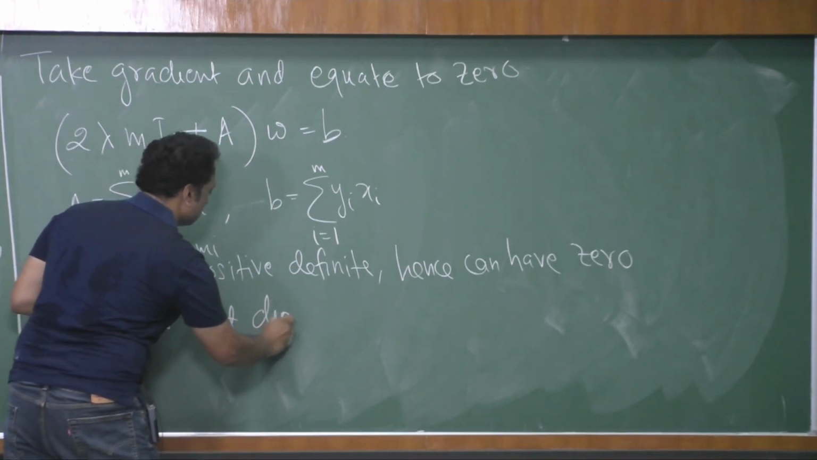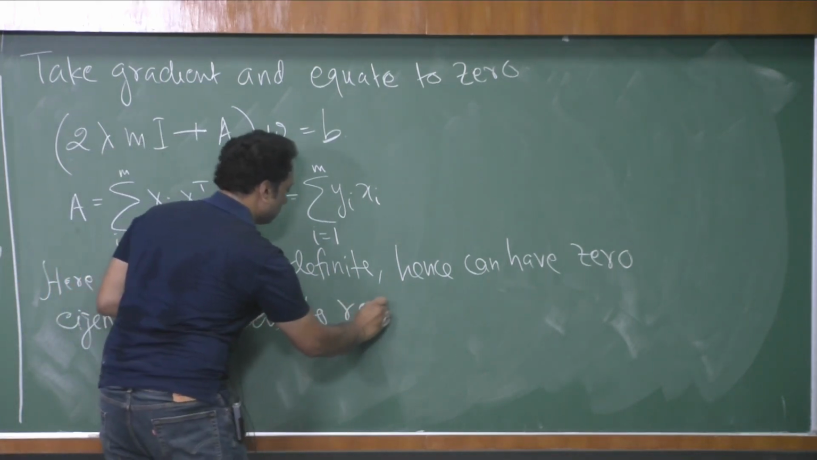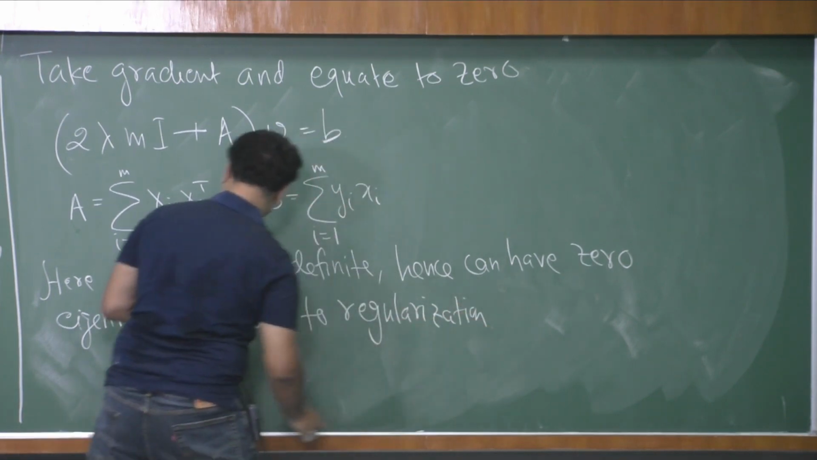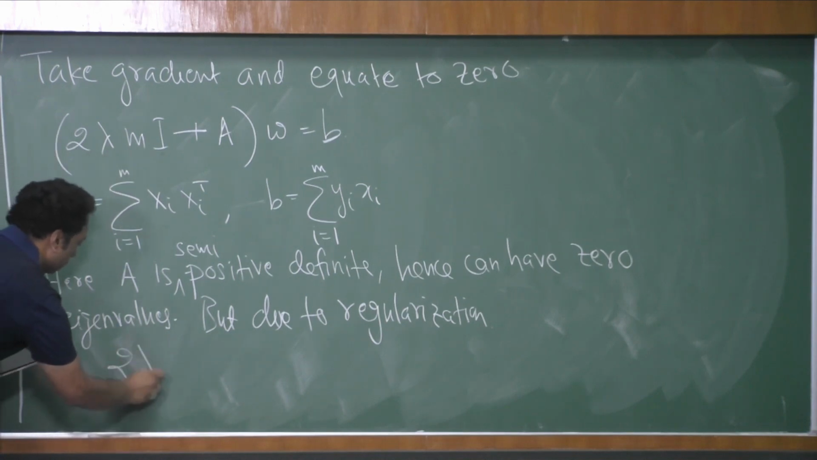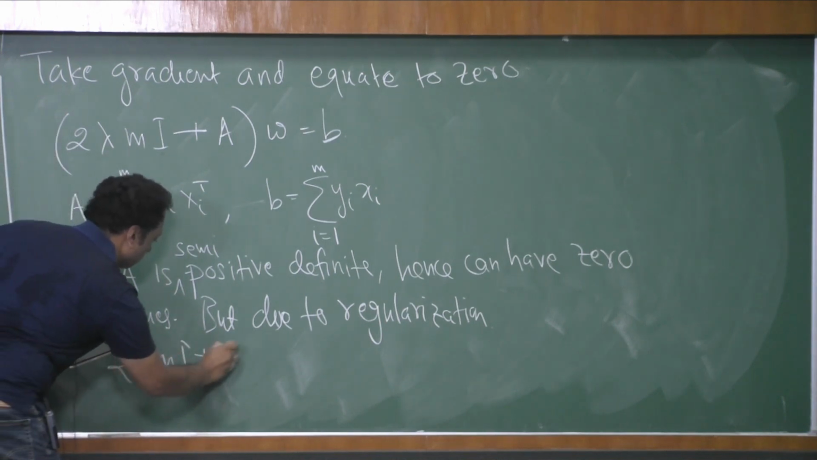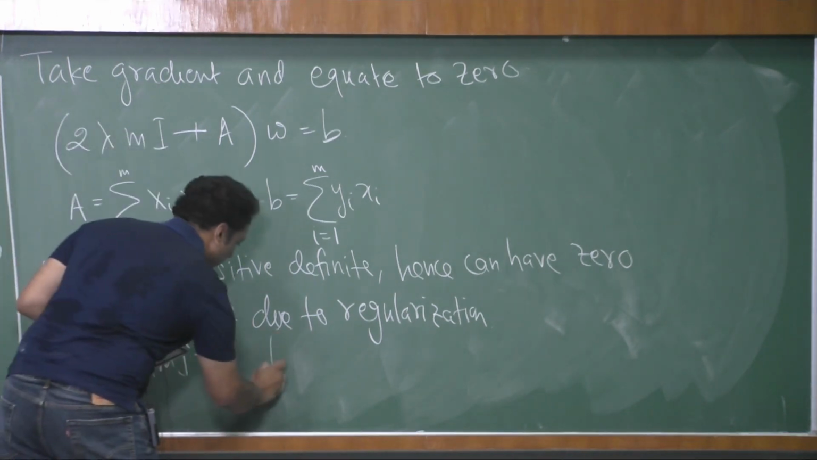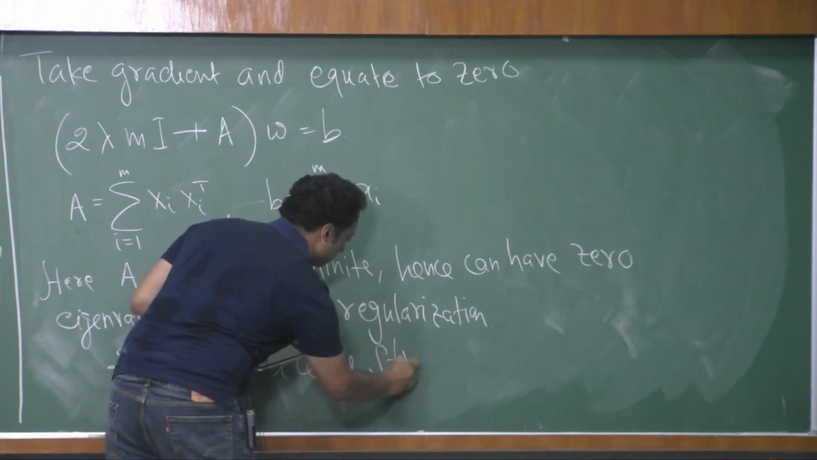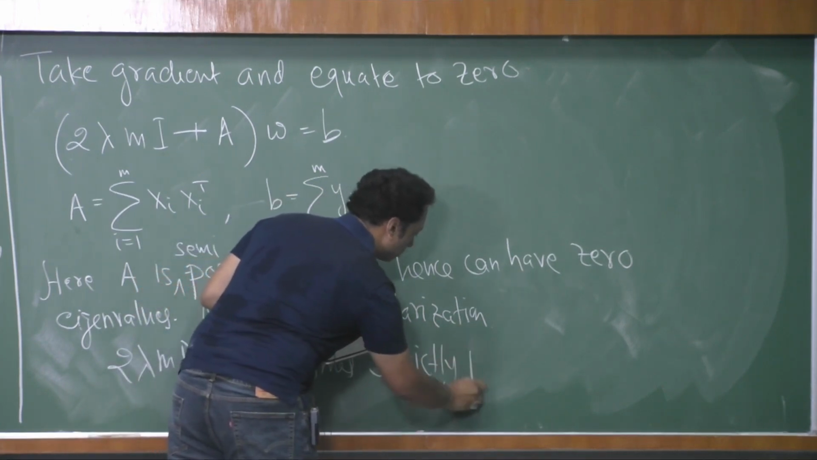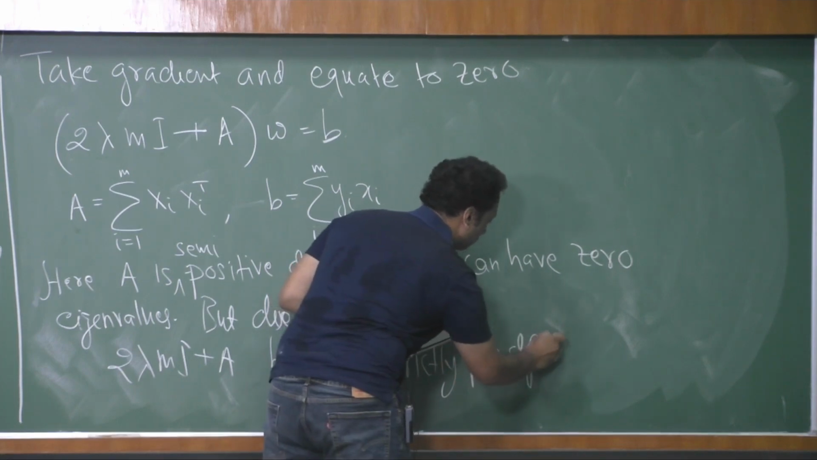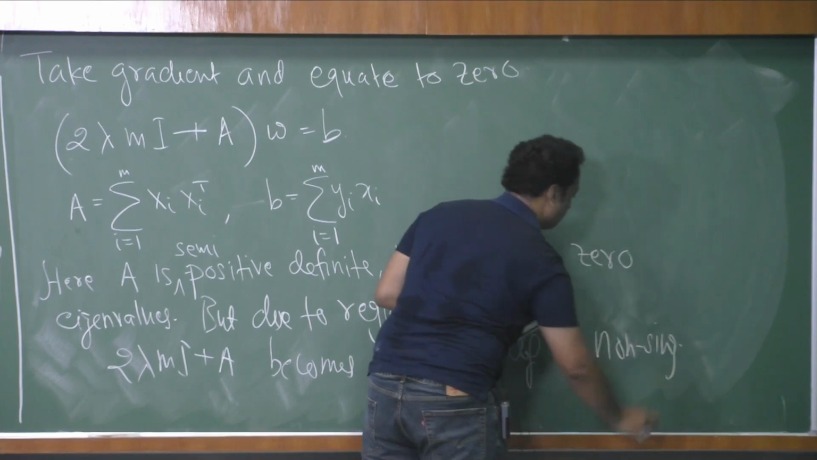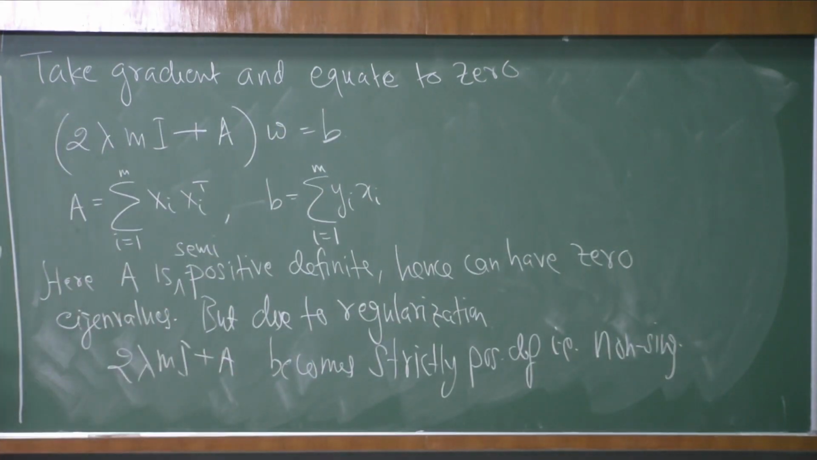Due to regularization, lambda m I plus A becomes strictly positive definite. That is, non-singular. Okay, it is symmetric, it is positive definite.